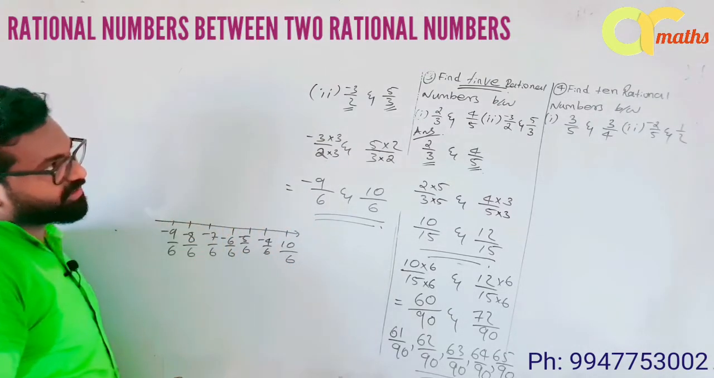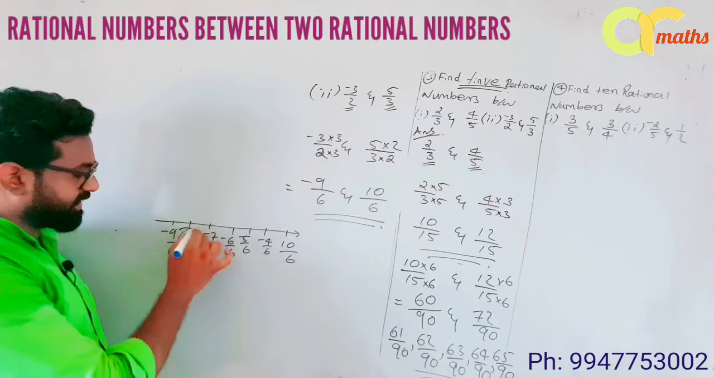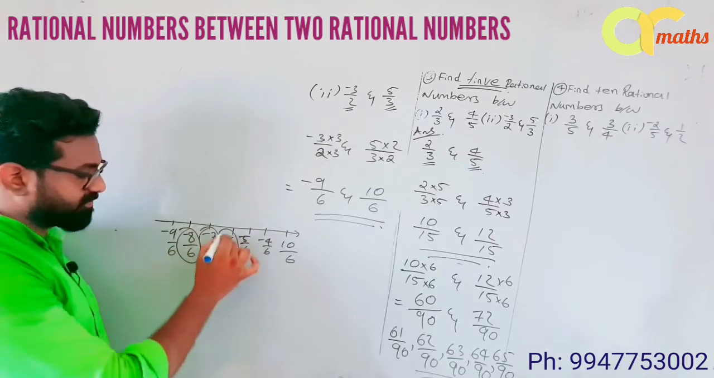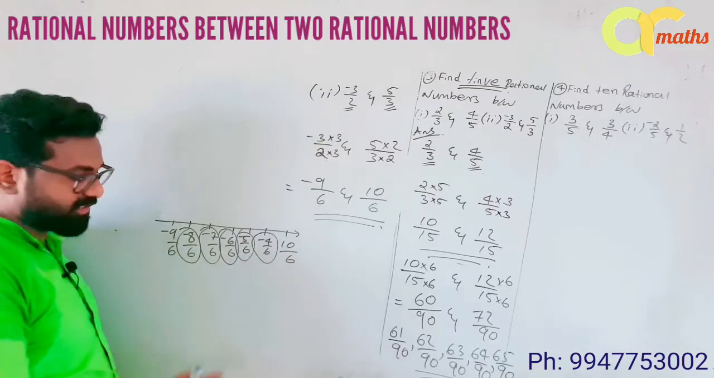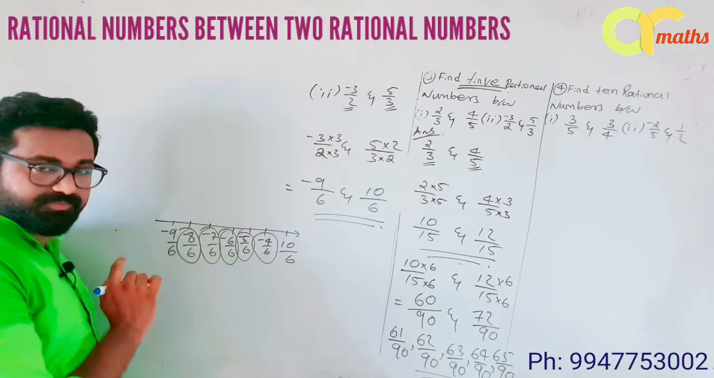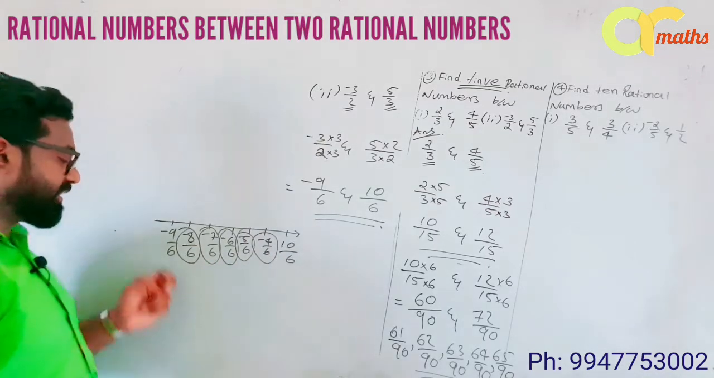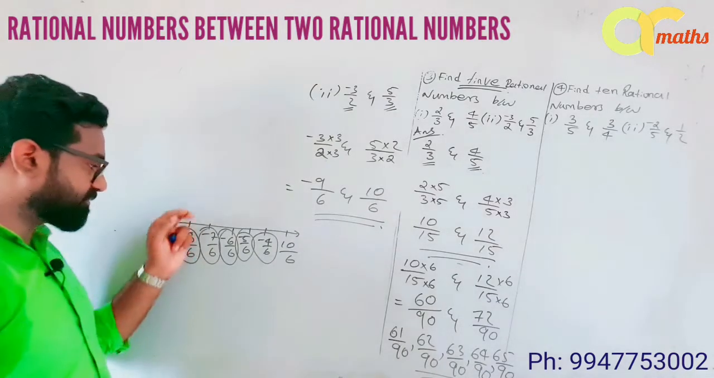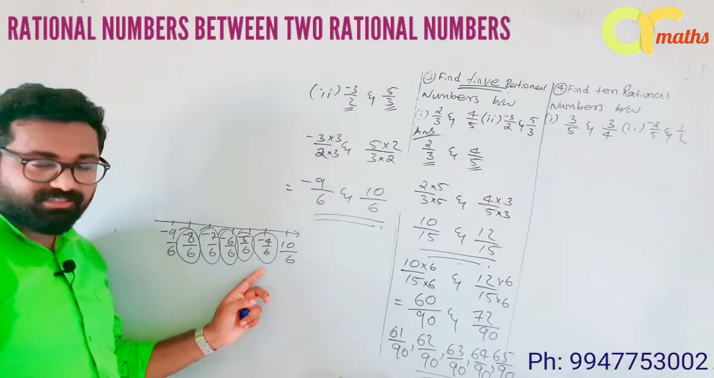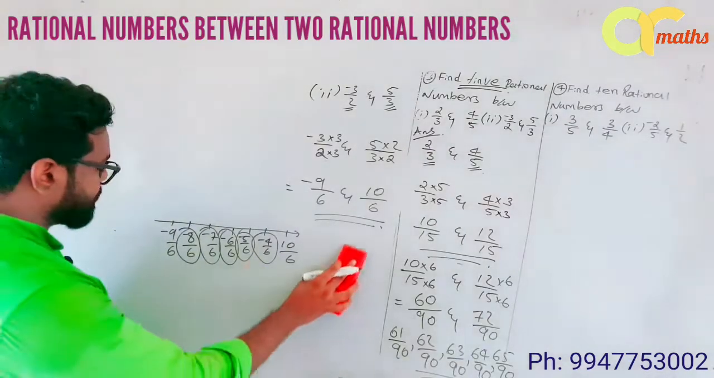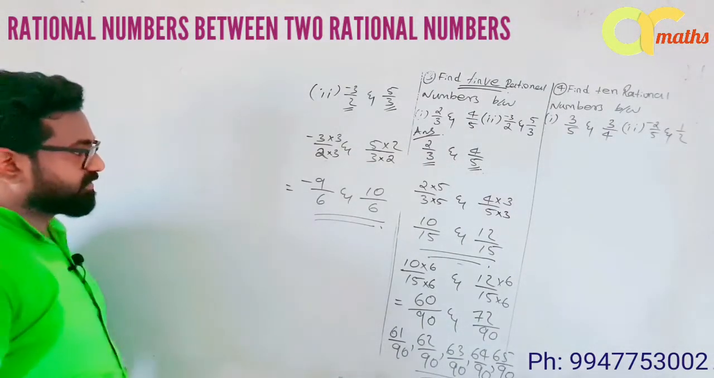How many numbers do we want? 5 numbers. So minus 8 by 6, minus 7 by 6, minus 6 by 6, minus 5 by 6, minus 4 by 6. It is enough. 1, 2, 3, 4, 5. Ready? So the answer is minus 8 by 6, minus 7 by 6, minus 6 by 6, minus 5 by 6 and minus 4 by 6. Clear? Next.